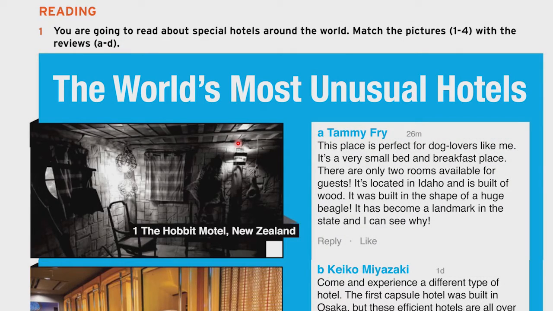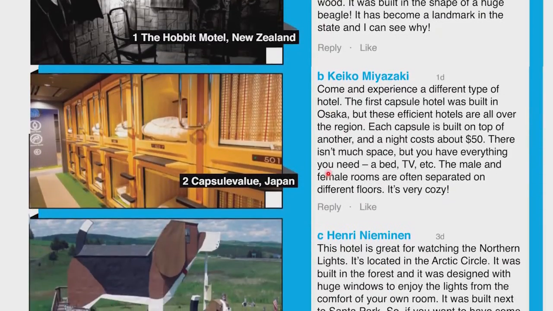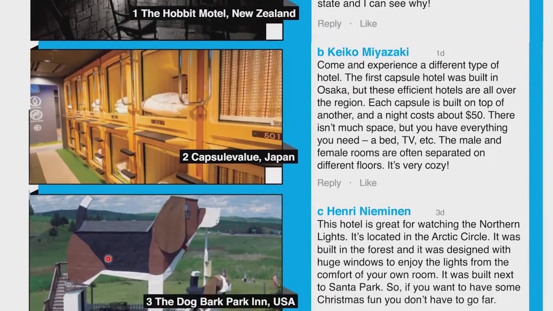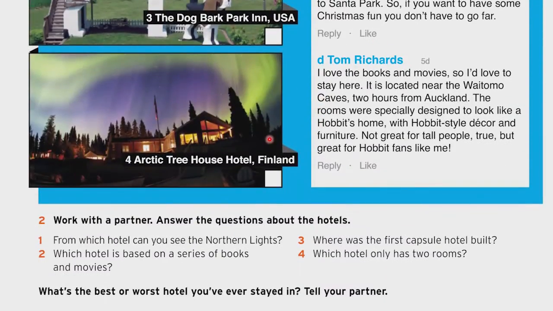Today we're gonna continue with unit number 12 and here we have a reading topic. Exercise 1 says, you're going to read about special hotels around the world. Match the pictures 1 to 4 with the reviews A to D. Alright, so here we have these 4 reviews and these 4 pictures. So please take your time to read it and do the exercise.